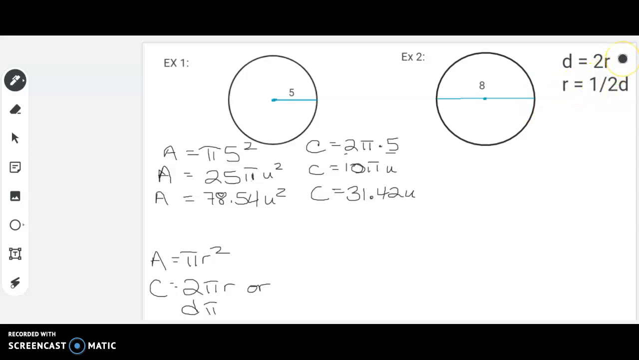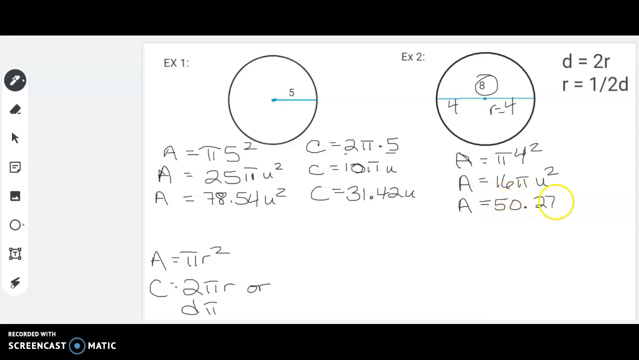Okay, so for pi r squared, for the area, my radius would be half of that. So this would be 4, and this would be 4 for the radius. So I have area is equal to pi times 4 squared. And that would give me 16 pi. And because it's the area, it's going to be units squared. The decimal representation, you just put that in your calculator, 16 pi, or 16 times 3.14, you get 50.27 units squared.